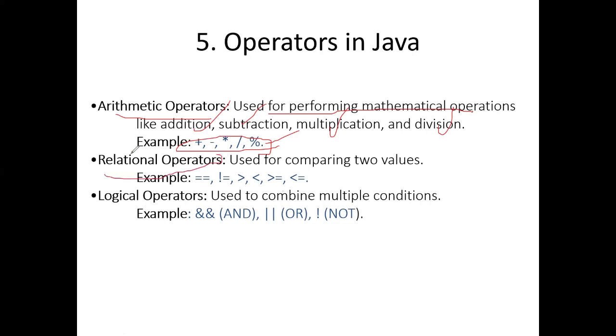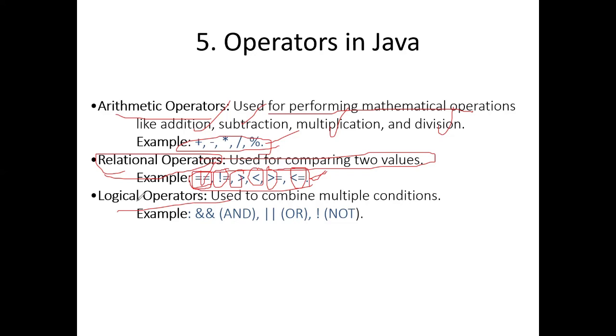Coming to the relational operators, we use them for comparing two values. If it is equal, or if we need to check whether some strings are equal or not, you need to use this operator. If it is not equal, if greater than, less than, greater than or equal to, less than or equal to, these are the specific operators we need to use.